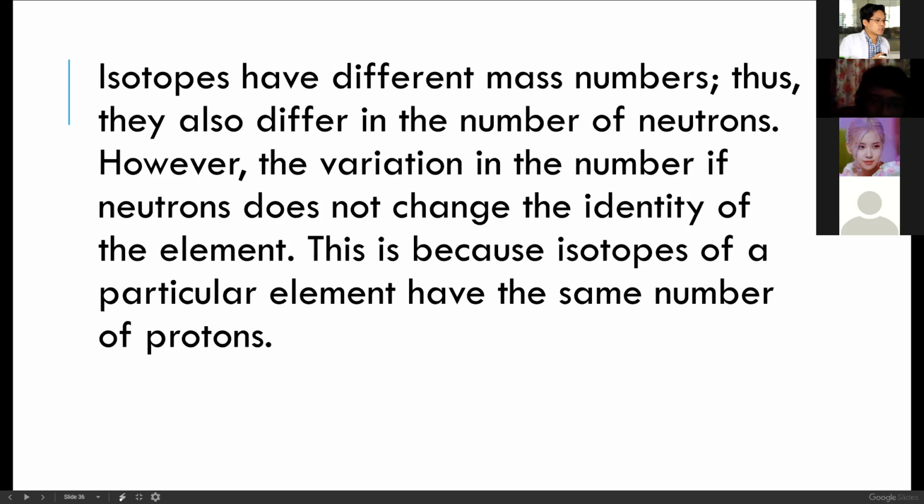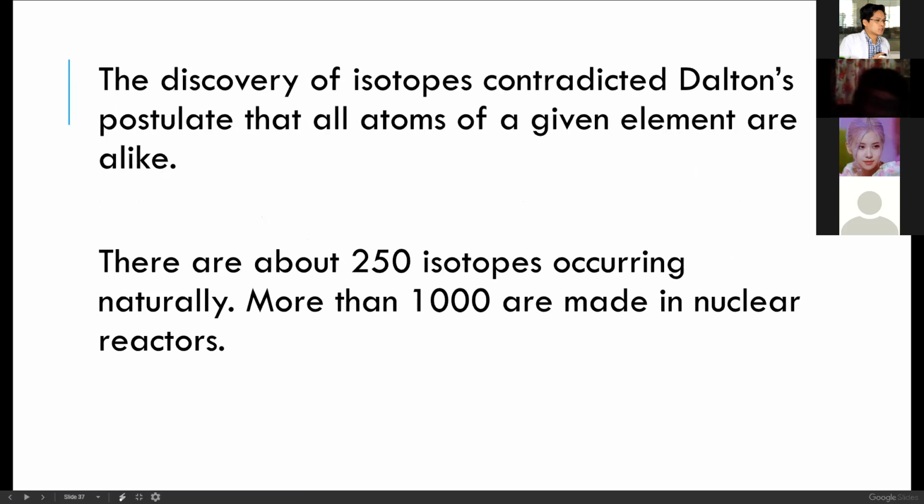However, the variation in the number of neutrons does not change the identity of the element. This is because isotopes of a particular element have the same number of protons. Remember that the number of your protons is equal to your atomic number. The discovery of isotopes contradicted Dalton's postulate that all atoms in a given element are alike. There are about 250 isotopes occurring naturally, and more than 1,000 are made in nuclear reactors. That is why they are usually radioactive.